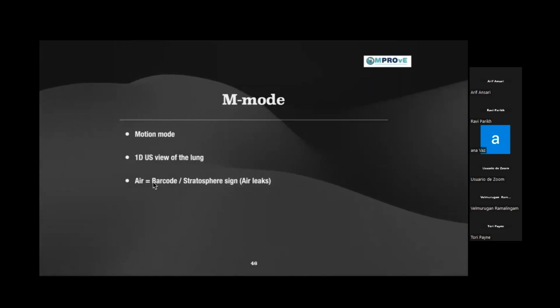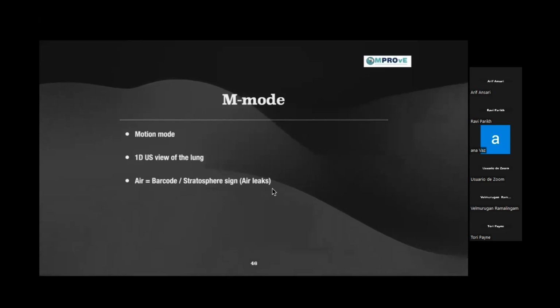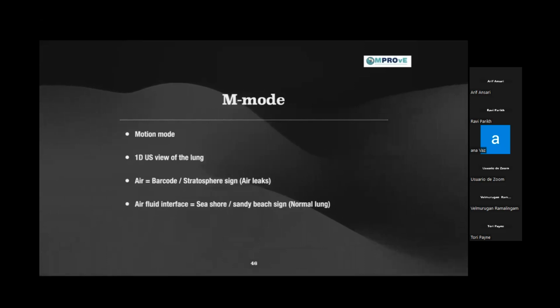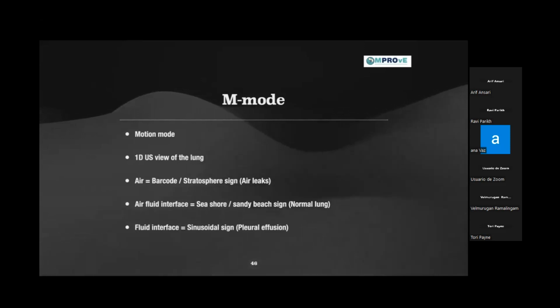So in M mode, if you are dealing with the air interface, we see something called a barcode or stratosphere sign, which basically tells you there's an air leak, or in other words, pneumothorax. We're going to talk more about it. I'll show you the signs. And if you do M mode and there is an air-fluid interface, which is basically a normal lung, because there will be interstitial fluid, if not alveolar, then you will see something called a seashore or sandy beach sign, which is a normal lung. Again, we will talk about it. I'll show you what I mean.